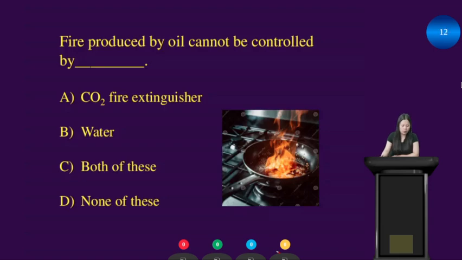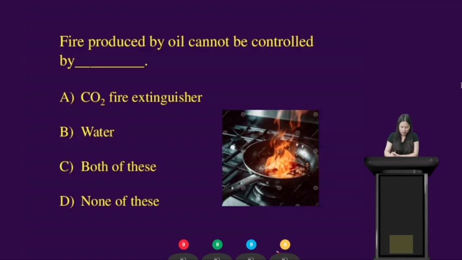Fire produced by oil cannot be controlled by which of the following? A, B, C or D? Carbon dioxide fire extinguisher, water, both carbon dioxide fire extinguisher and water, none of these.